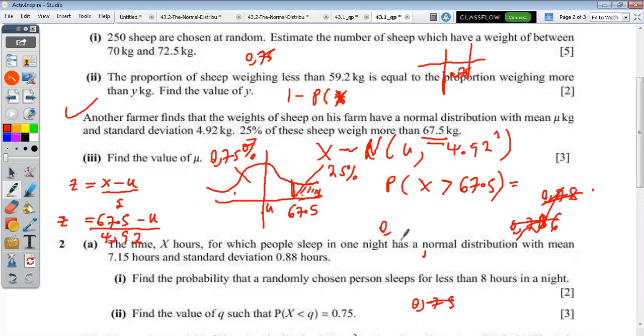0.75. No, we don't do that, because this is the probability here. Are you together? It's the opposite. So you go inside there and look for 0.75 or something very close to 0.75.